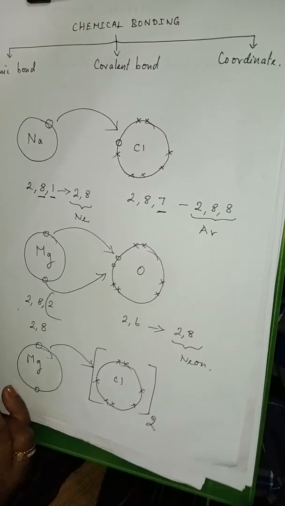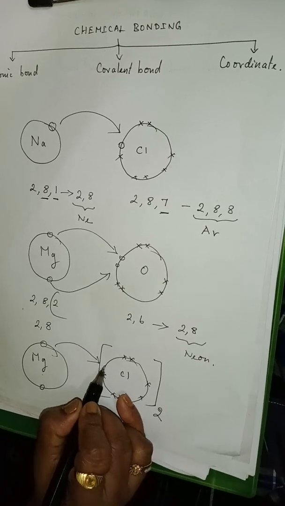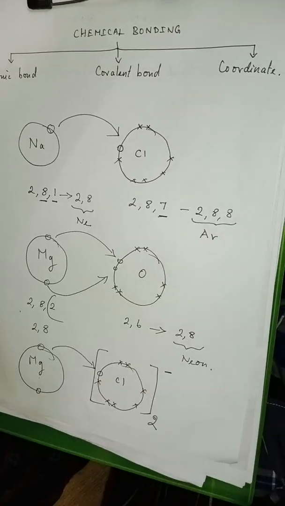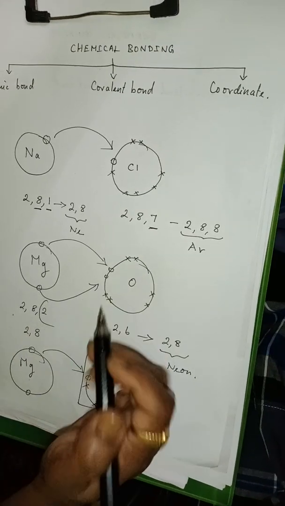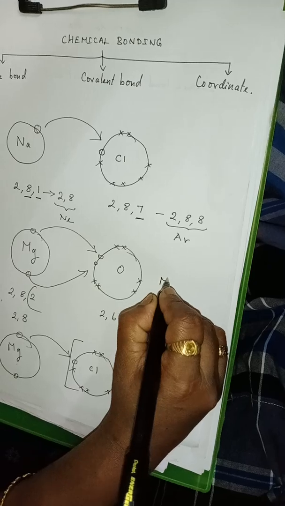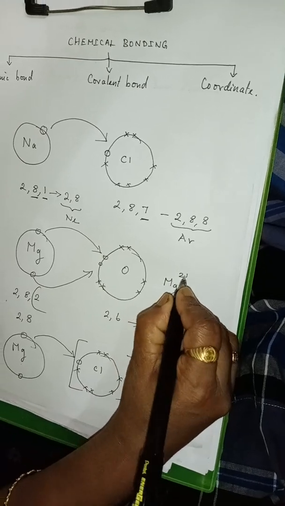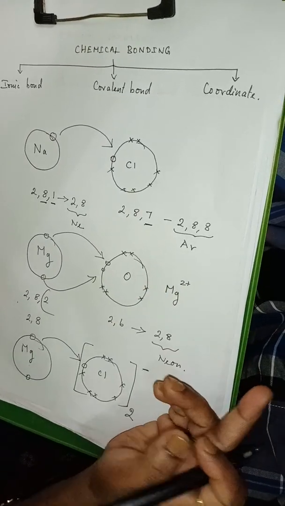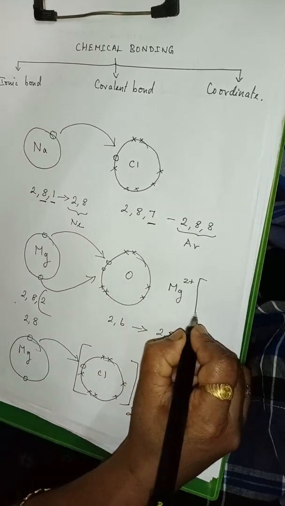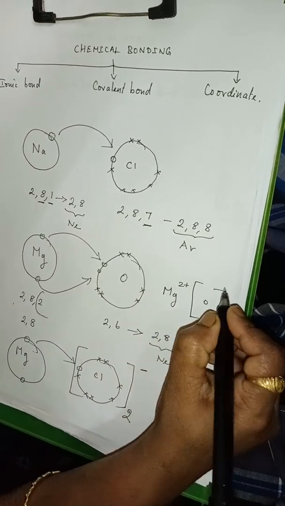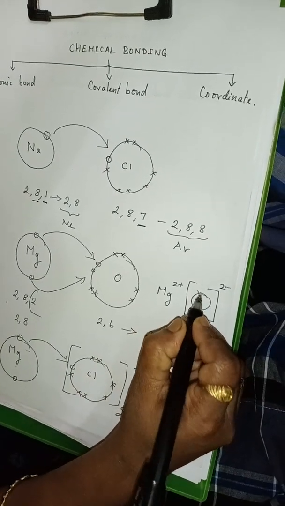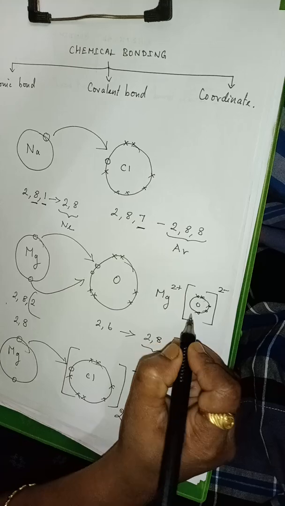The 2 chlorine atoms gain electrons, so each becomes an ion with a minus charge. How will you show it here? When magnesium donates 2 electrons, you can show magnesium as 2 plus. So this becomes a cation. When oxygen accepts 2 electrons, it is 2 minus. You can show the electrons like this.